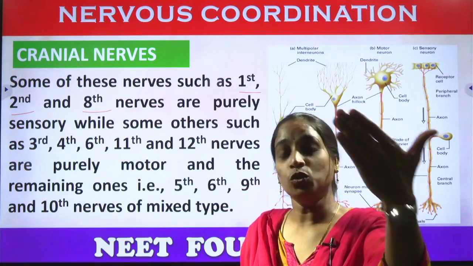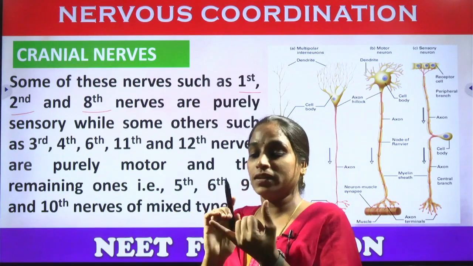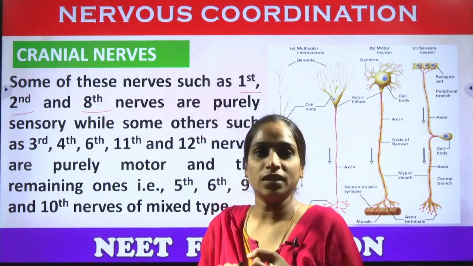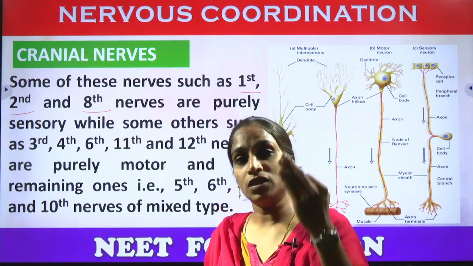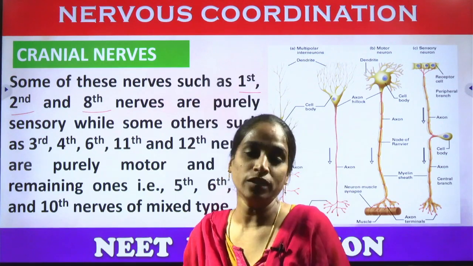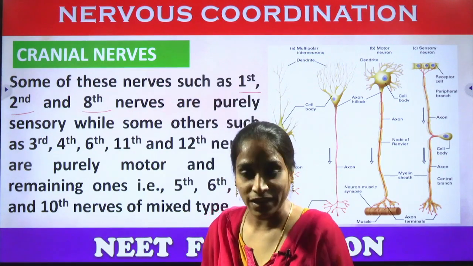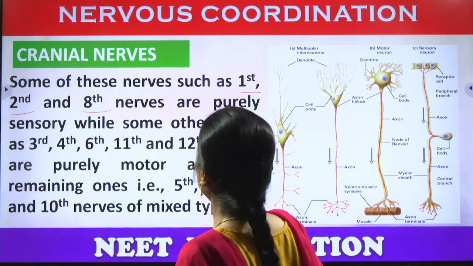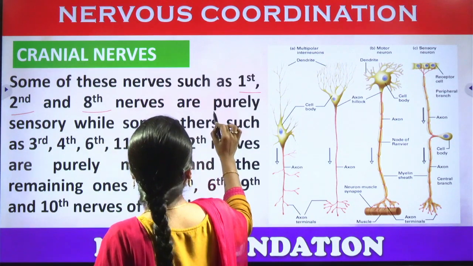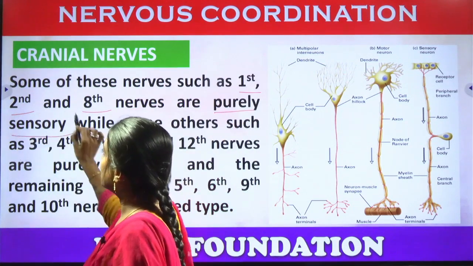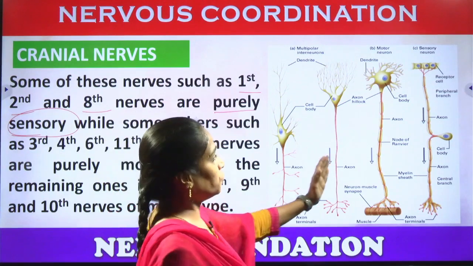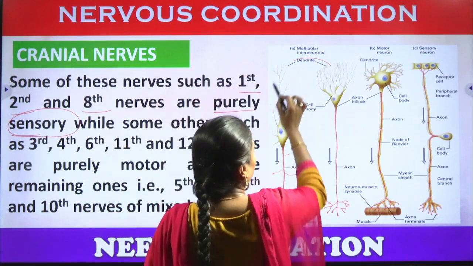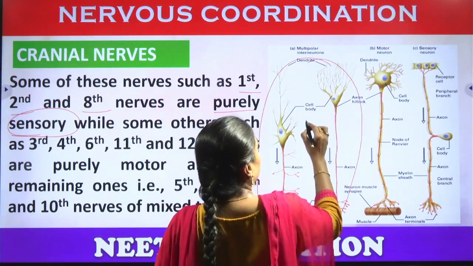Of the first to 12th pairs of nerves, are they sensory nerves, motor nerves, or mixed nerves? Three different kinds of nerves play a major role in controlling metabolic activities in the form of stimulus and response. Let us see here. Second and eighth are purely which kind of nerves? They are sensory nerves. In the picture you can observe four types of nerves, or rather majorly three types of nerves. This is the mixed nerve.